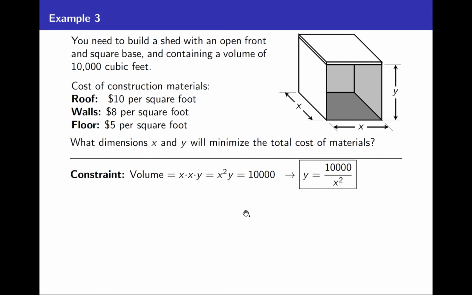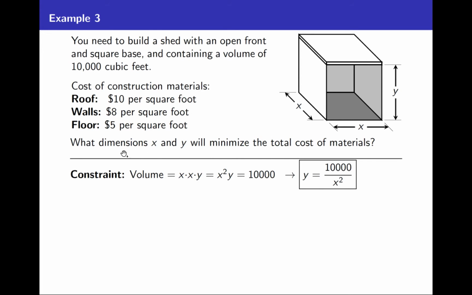So neglecting cost for now, if you choose an x, you could let x be any value you want it to be, but then y has got to be 10,000 over x squared to make the volume equal to 10,000 cubic feet. Okay, that was just a constraint that I got out of the way because it was one of the first things that was mentioned here.